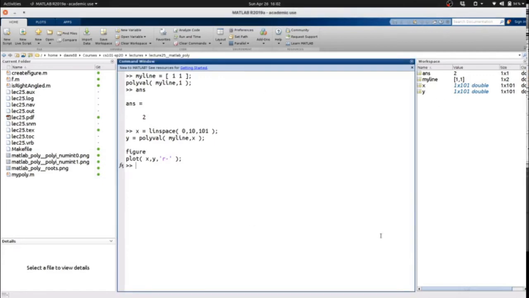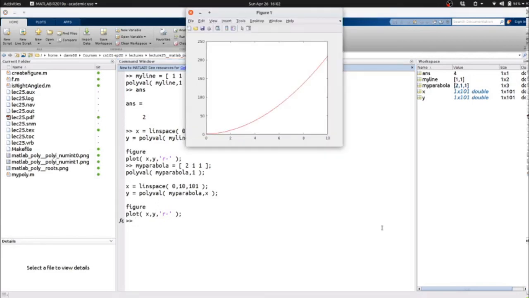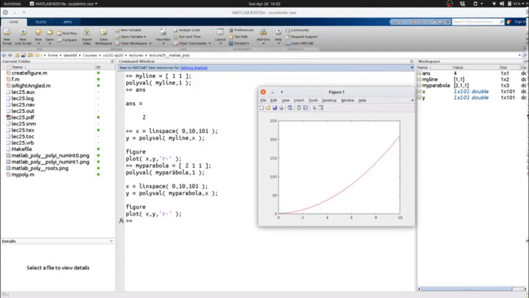This works for any order of polynomial. For instance, here we have a parabola, 2x squared plus x plus 1. We're going to evaluate it at the point 1, which generates this polyval, which gives us an ans of 4. We're also going to take a look at plotting it across the same range 0 to 10. We're going to plot that parabola with a red line again.